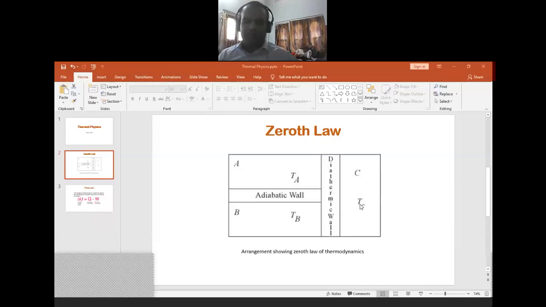Now, if I ask you to compare equations 1 and 2, what do we get? Check in your notebook: TA is equal to TC and TB is equal to TC. What do we get? Yeah, exactly, TA is equal to TB. So you write: comparing equations 1 and 2, we have TA equal to TB.